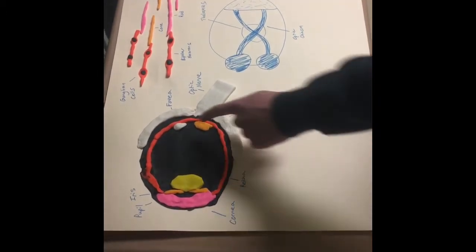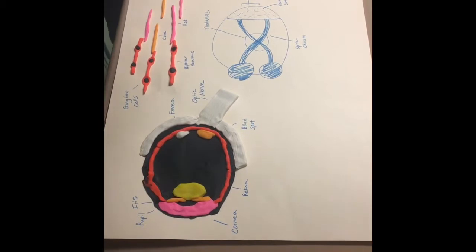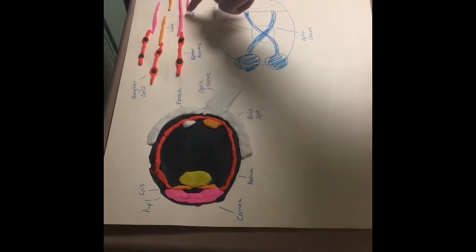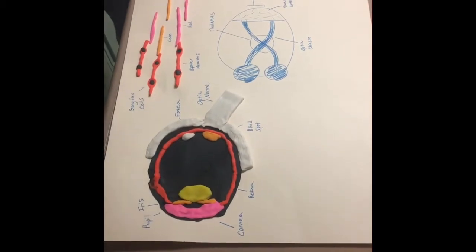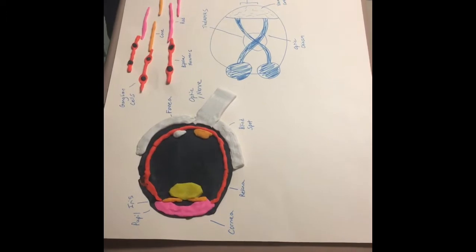This is the fovea. It's the small depression in the retina where visual activity is highest. These are the rods. They're photoreceptors that enable black and white vision. Then these are the cones, which are photoreceptors that detect fine detail and color.